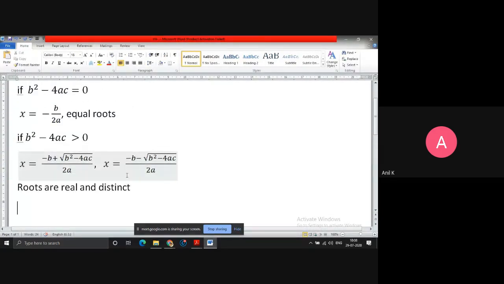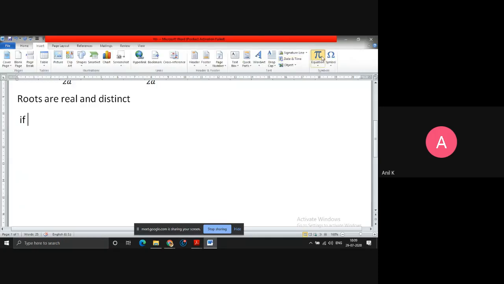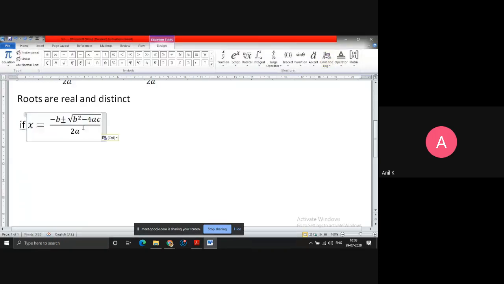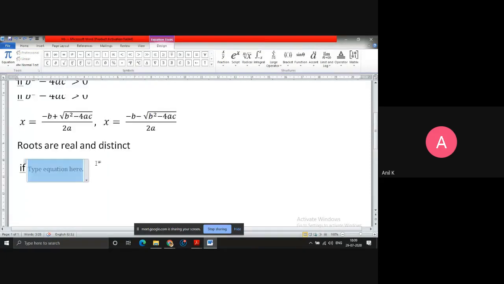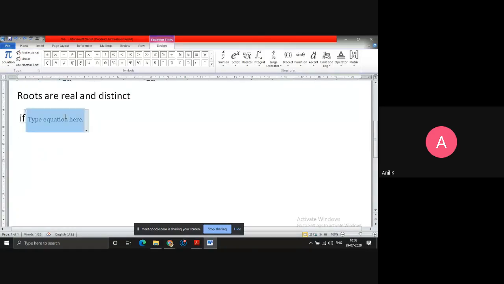So the third case will come, b square minus 4ac is less than 0. So let me explain that case also. Then we'll go through all the three cases once again. B square minus 4ac is less than 0. What do you mean by less than 0? Anyone can answer? If this value is less than 0, what do you mean by that?